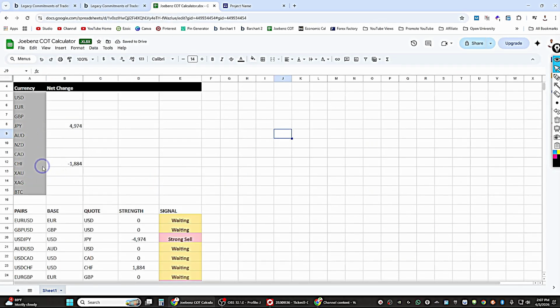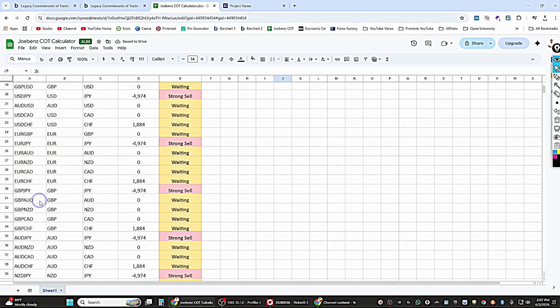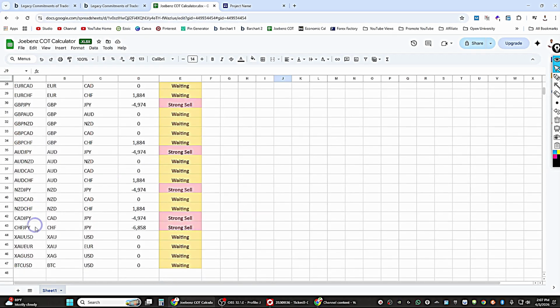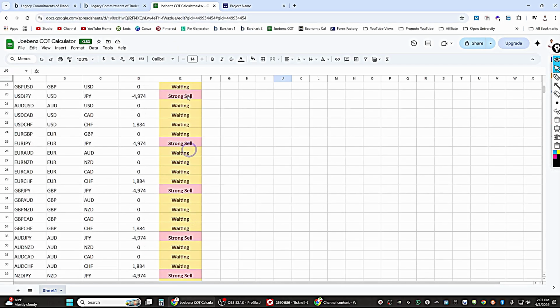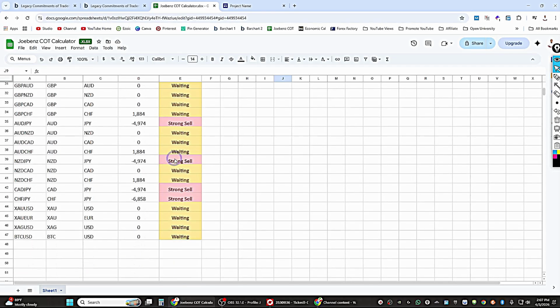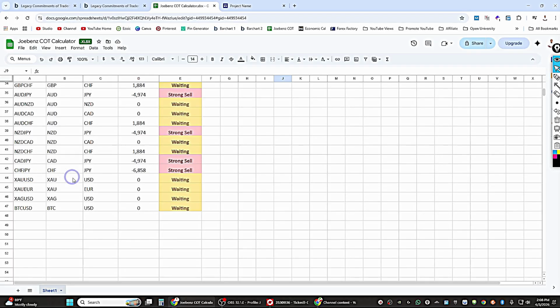So go ahead and look for CHF JPY on the list. Let's go to CHF JPY. What did you see? Strong sell. And believe me, if we go to the CHF JPY chart, you are going to see strong sell. Now, without the data, if the whole thing is empty, it is going to be showing waiting. So just add more data, go to the currency pair you want to trade, look at the signal, and you're going to see what happened.